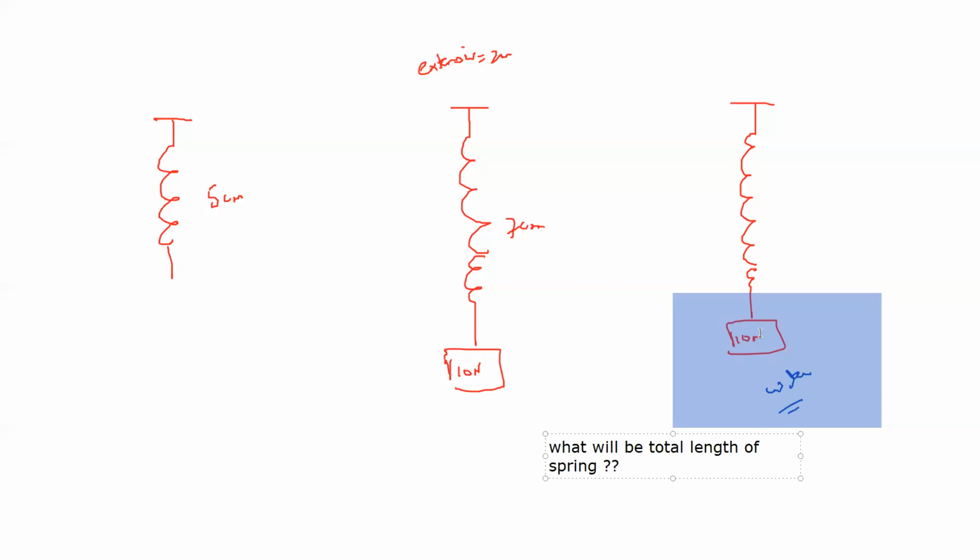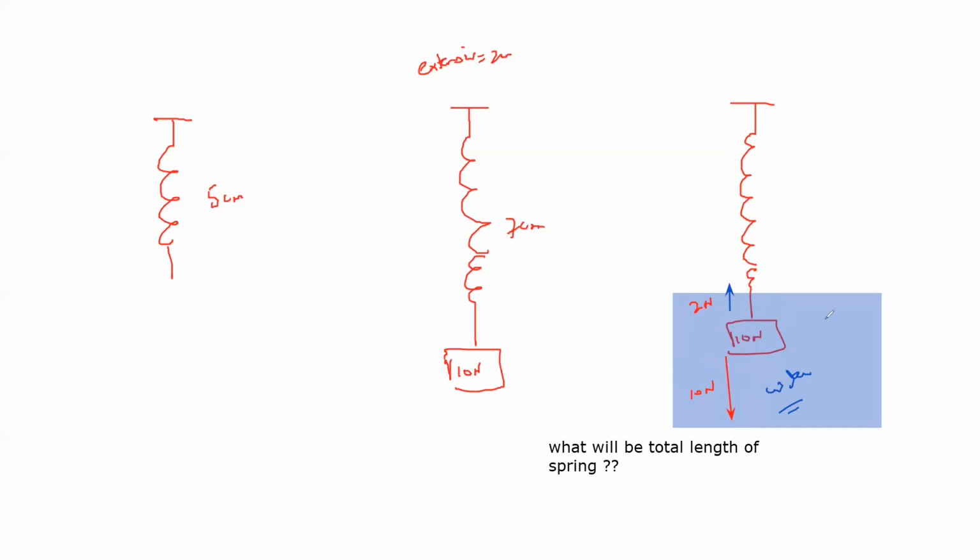So the correct answer is it will be less. It can be any number, but it will be less than 7. Why will it be less than 7? Because whenever objects are there in the water, the water applies an upward force, which we call upthrust. So water will apply an upward force and the weight is downward. Weight is 10 Newton down. So 10 Newton force is downward, the weight. For example, water is applying an upthrust or upward force or reaction force of 2 Newton.